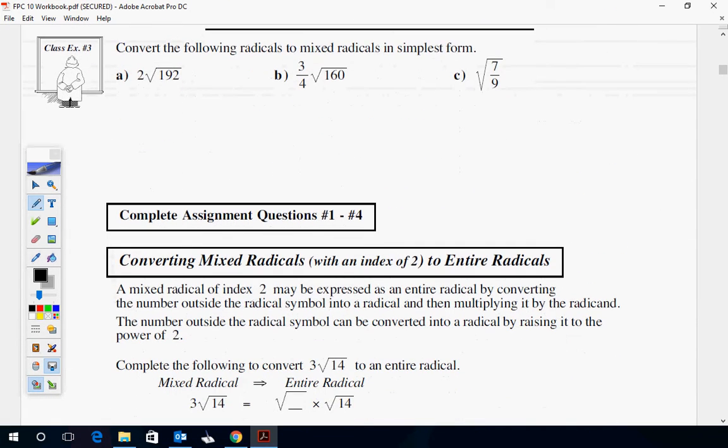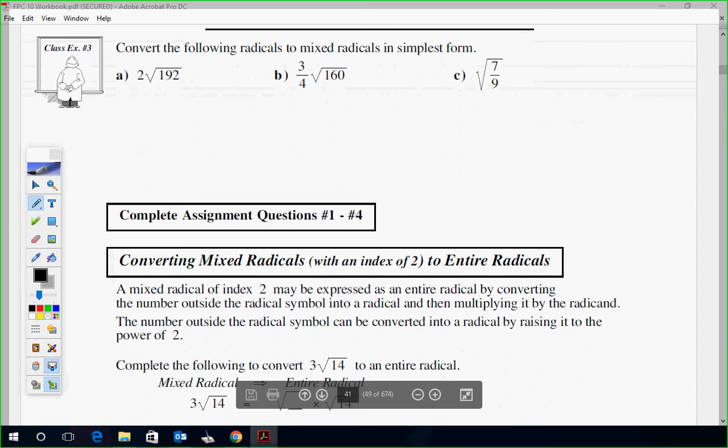All right, so now these ones, there's a number outside. Whenever there's a number outside, you just multiply it by what you pull out, or what you break it up to. So, for example, 192 is going to break down to what?